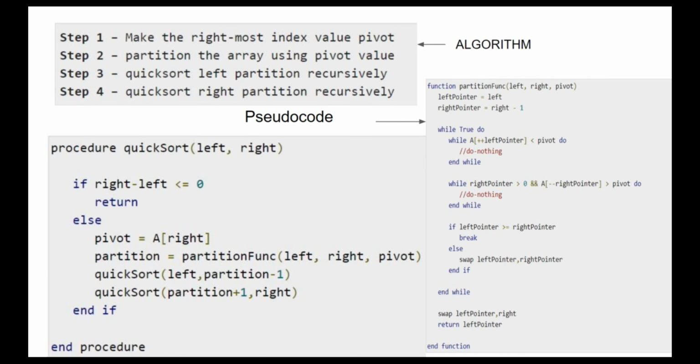Then it checks with the right pointer. If the right element is greater than the pivot, the right pointer will decrease by 1. If it is less than the pivot, then it will stop there and swap with the left pointer. Like that, the elements which are lesser than the pivot will come to the left side and the greater ones will come to the right side by repeating the process. Let's check an example for partitioning the array.